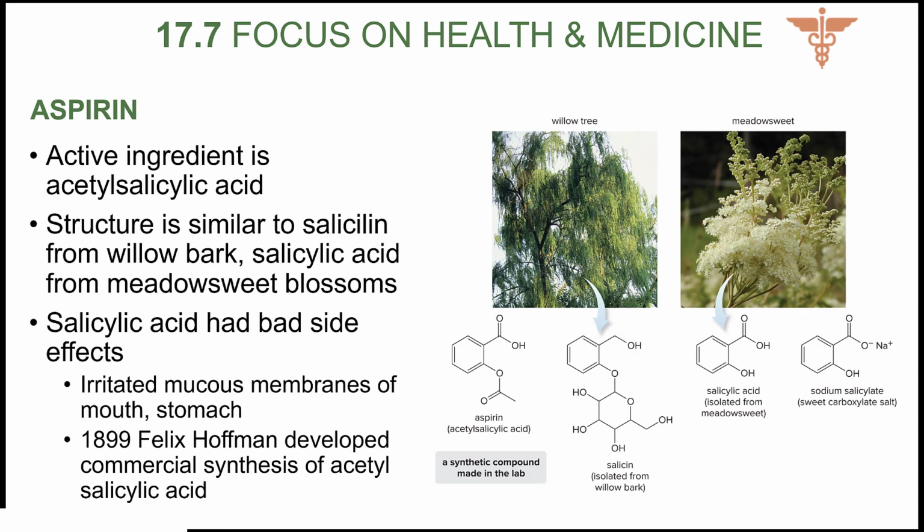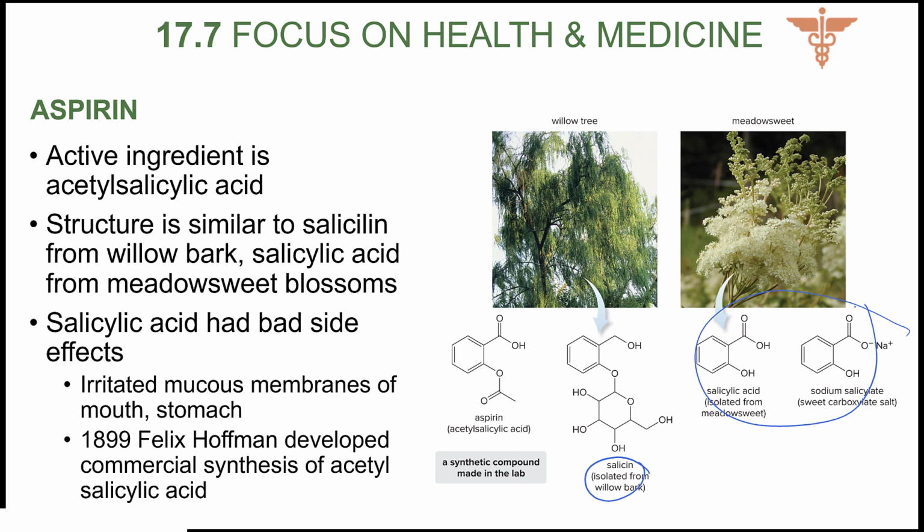Aspirin we saw the structure of earlier. The active ingredient in aspirin is actually acetylsalicylic acid. The structure is similar to salicin, which you can see here. That is isolated from willow bark. Salicylic acid also comes from meadowsweet blossoms. So previously, people would boil willow bark down into a tea and drink that. But the salicylic acid and also the sodium salicylate salt came from the meadowsweet that you see here. The combination of those different teas would cause a lot of bad side effects, including irritated mucous membranes of the mouth and the stomach.